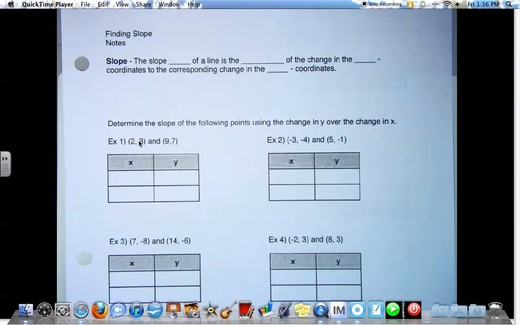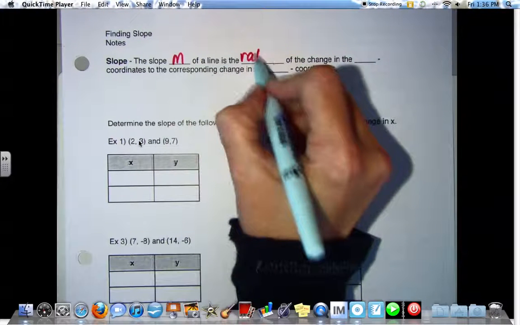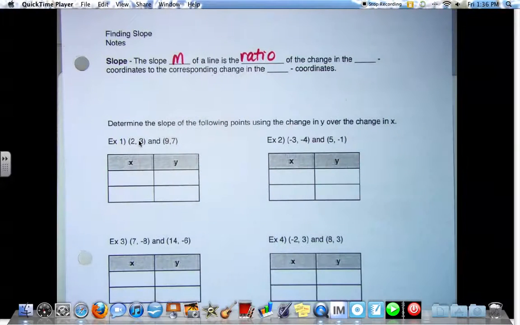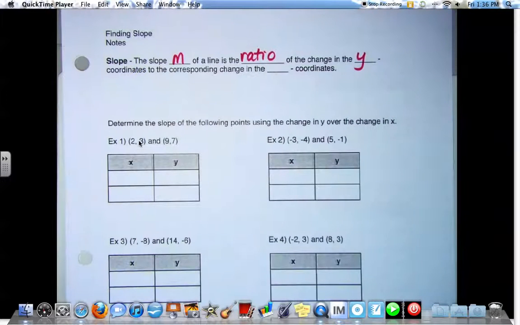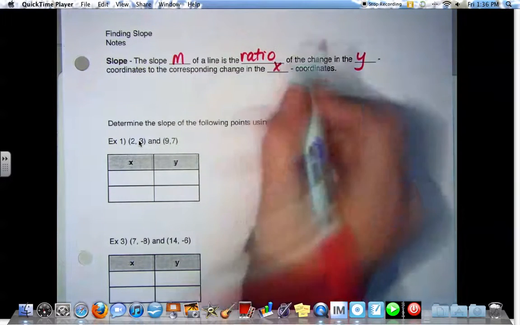All right, slope. The slope m of a line is the ratio of the change in the y coordinates to the corresponding change in the x coordinates.